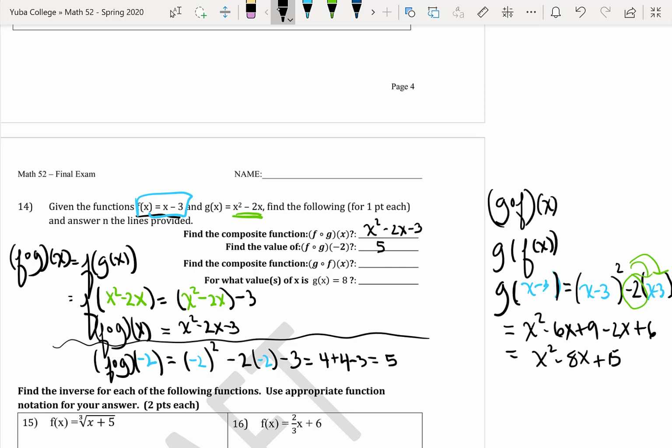So for what values of x is g of x 8? Okay, so it's asking us, when is g of x equal to 8? So let's just work up here. g of x is equal to 8. Well, g of x is x squared minus 2x. When is this 8?